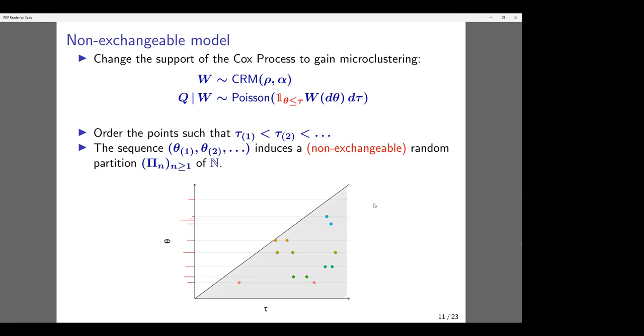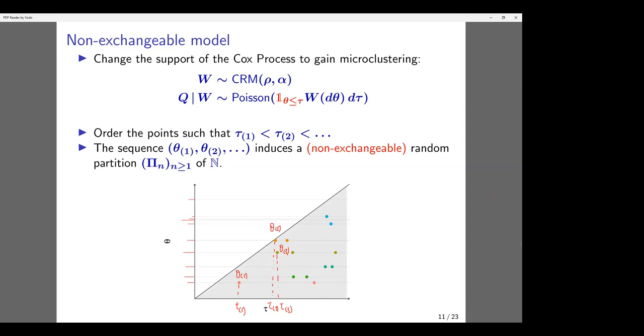And then, how do I obtain my partition? So I do exactly the same strategy. I order the points according to their arrival time, T1, T2, T3, etc. So it corresponds to theta 1, theta 2, theta 3. So by doing this, you obtain again a sequence.